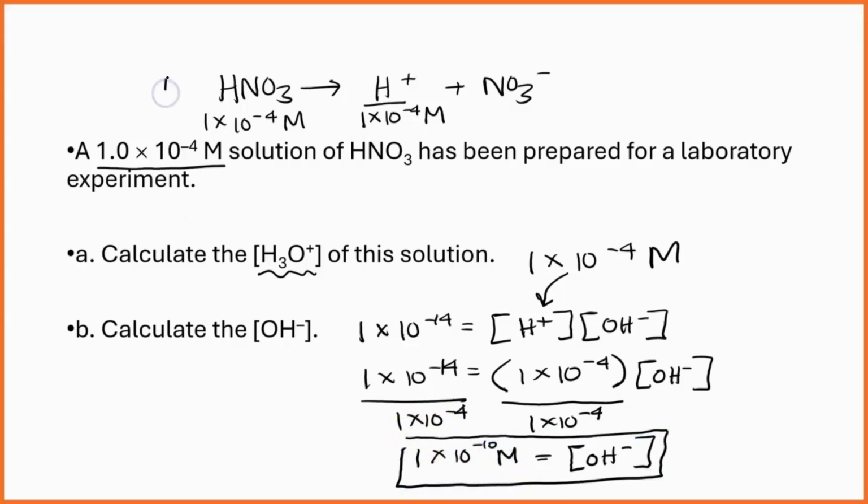So I first started with my dissociation equation and broke it apart into the hydrogen and the nitrate. The solution's concentration will always be given, and that's exactly the same as the hydrogen, as long as there's no coefficient out here in the front. Then I plugged in that hydrogen concentration to my Kw expression. Kw always equals 1 times 10 to the negative 14, and I divided by the concentration that I knew.